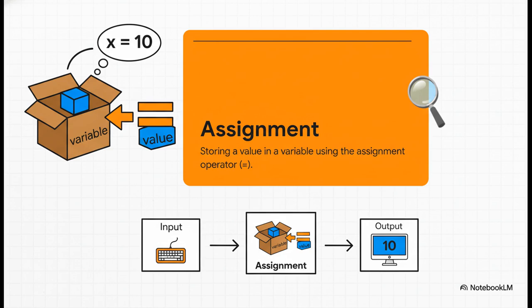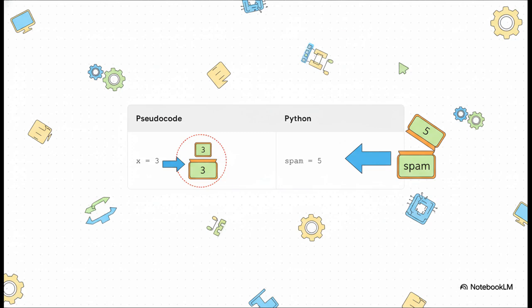We create a variable. Just think of it as a labeled box, and we use the equal sign to put something inside it. And again, look how similar the pseudocode and Python are. That single equal sign is called the assignment operator. It's a command. It says, hey computer, take the value on the right and store it in the variable on the left. So x becomes a box holding the number 3, and spam becomes a box holding 5.